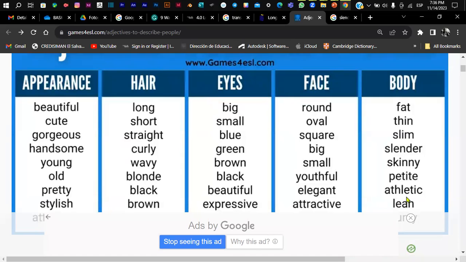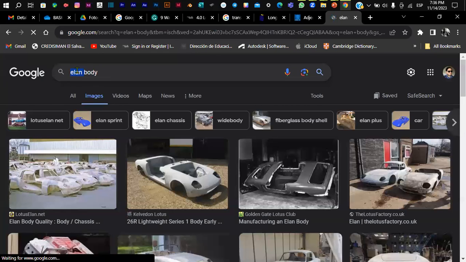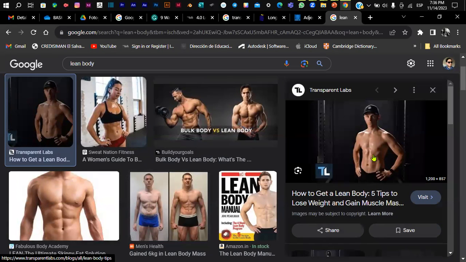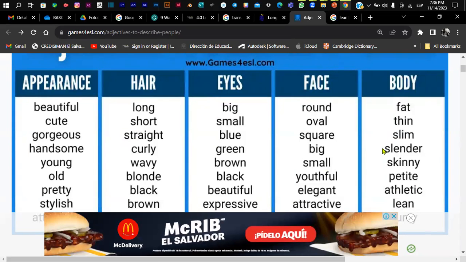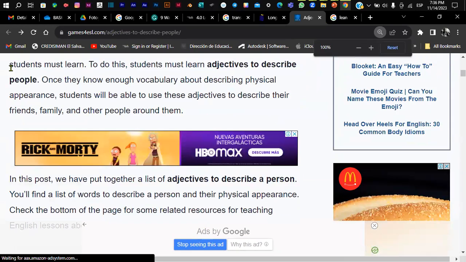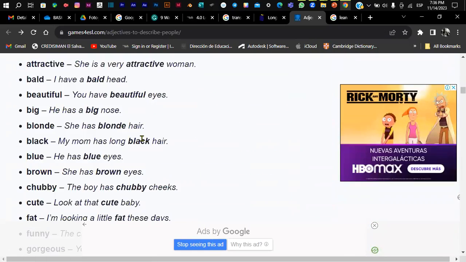Athletic. Repeat it. Athletic. Lean. Lean is, let's check. Lean body. Is in good shape. Lean is like athletic. Well shaped. Muy bien. Formado. What is the adjective? Lean. Yes, correct. Okay, pretty good. Guys, please continue checking the adjectives that you can use.